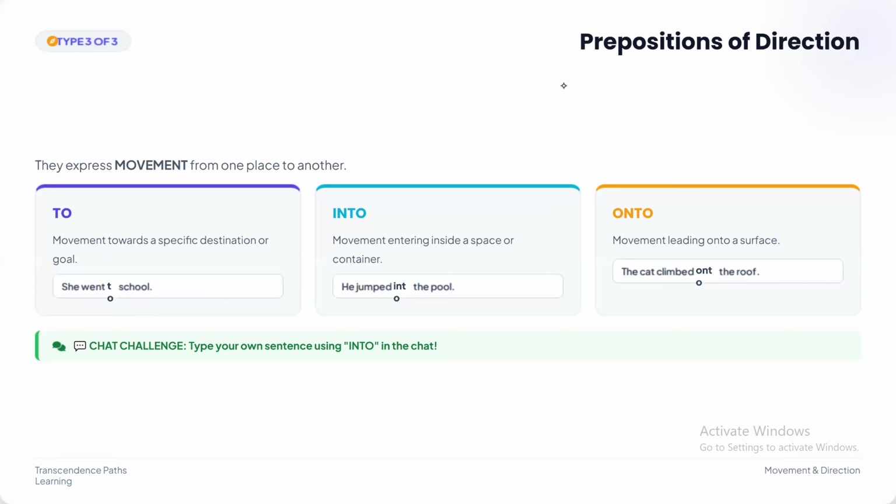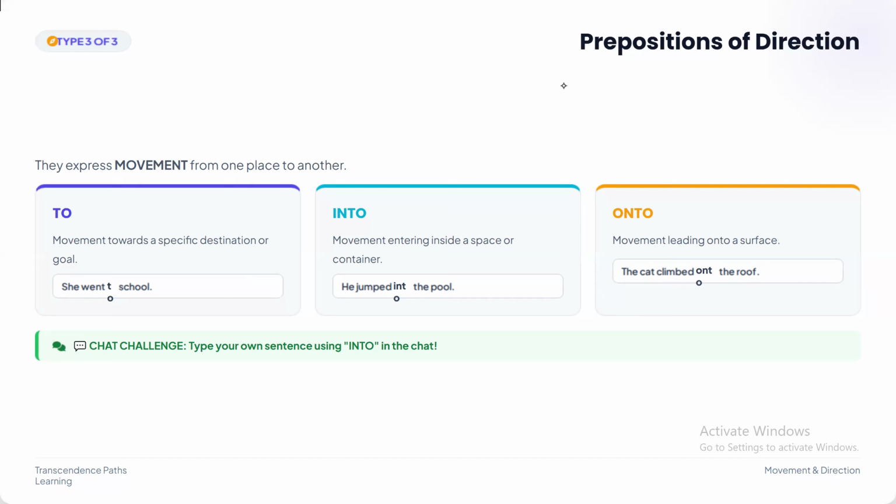Let's move on to the one for direction. Prepositions of direction express movement from one place to another, and movement towards a specific destination or goal. She went to school. Where did she go? She went to school. School is the destination. So the movement towards that destination, you use to.